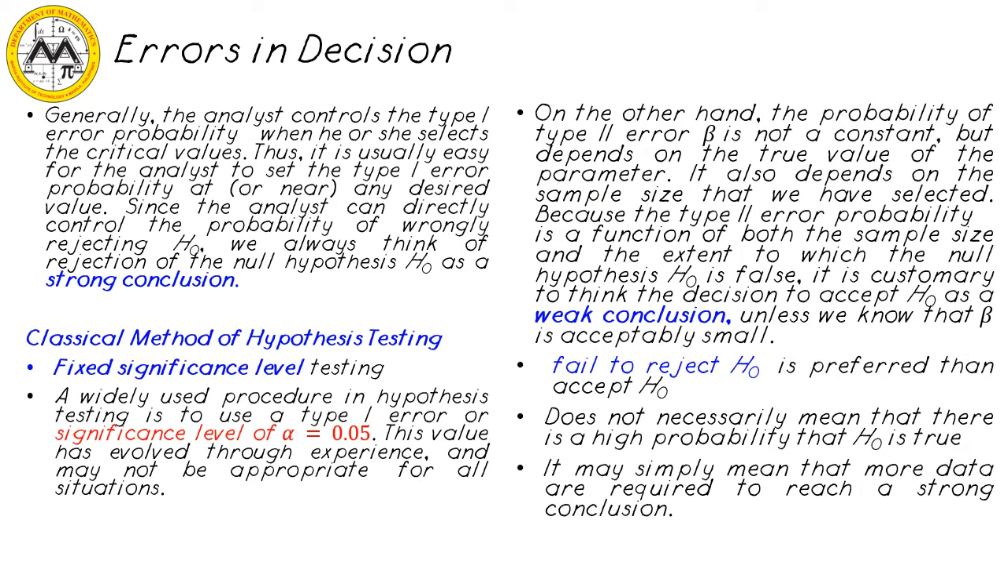So generally, the analyst controls the type 1 error probability when he or she selects the critical values. Thus, it is usually easy for the analyst to set the type 1 error probability at any desired value, since the analyst can directly control the probability of wrongly rejecting the null hypothesis. We always think of rejecting the null hypothesis H0 as a strong conclusion. So if it happens that we are rejecting the null hypothesis, we are creating a strong conclusion.